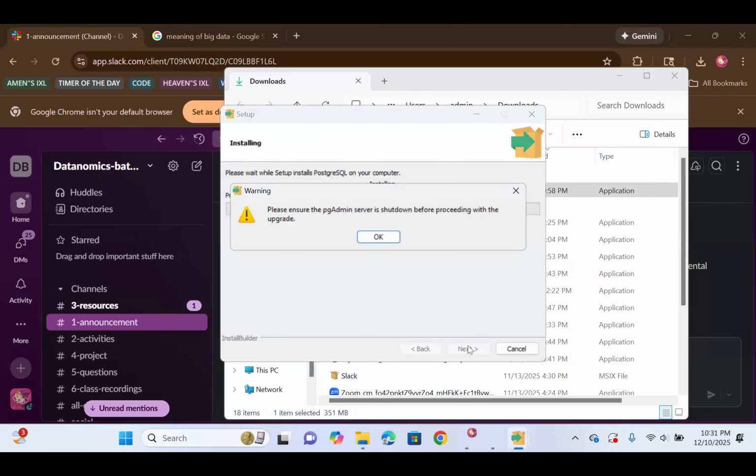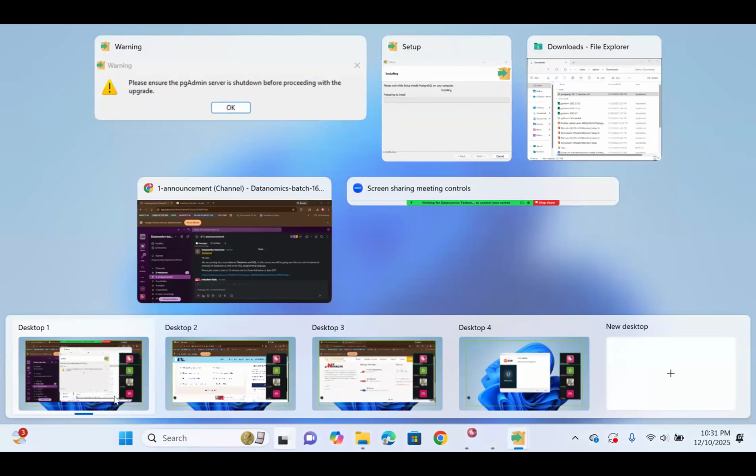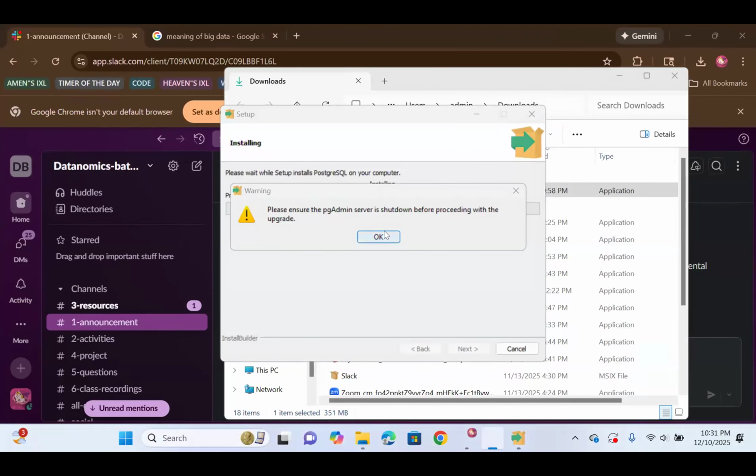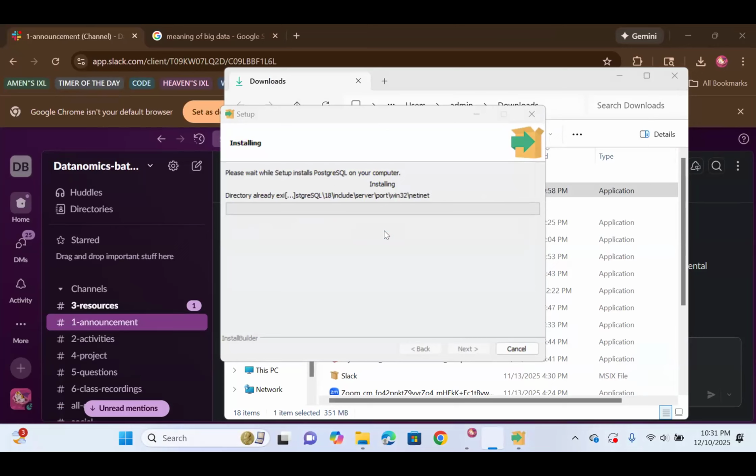Okay, it's installing. Please ensure the pgAdmin server is shut down before continuing. You already opened pgAdmin? Nope, as far as I know. Click OK. All right, let me go back. Okay, it's installing.